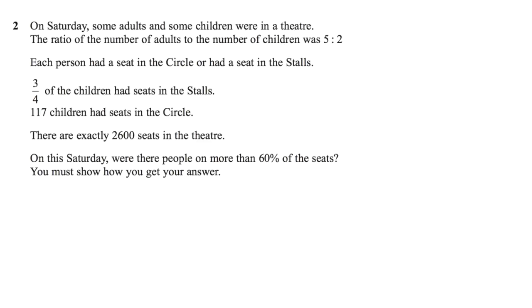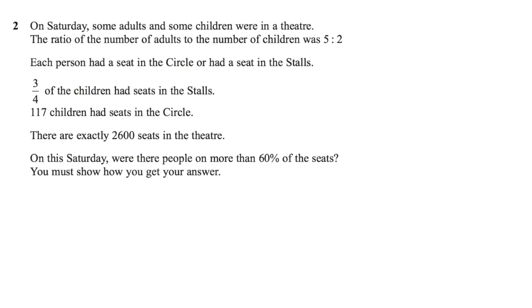In this lesson we'll be focusing on question 2. On Saturday, some adults and some children were in the theatre. A ratio of the number of adults to the number of children was 5 to 2. Each person had a seat in the circle or had a seat in the stalls. 3/4 of the children had a seat in the stalls.